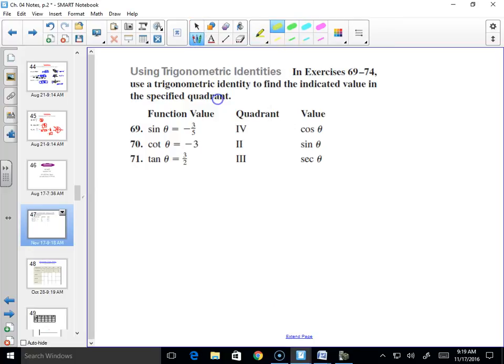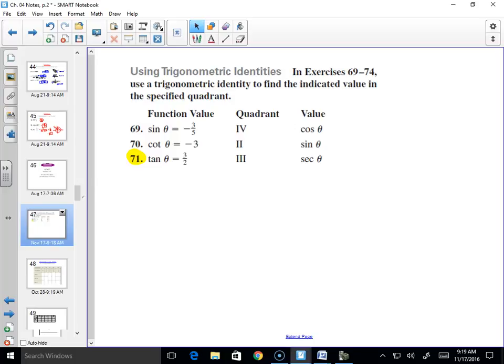Alright, you guys can check out the ones on the board. We'll look at them really quickly and make sure they look good. First, number 71 that no one wanted, which means we all need it. Okay, 71. Use a trig identity to find the indicated value in the specified quadrant.